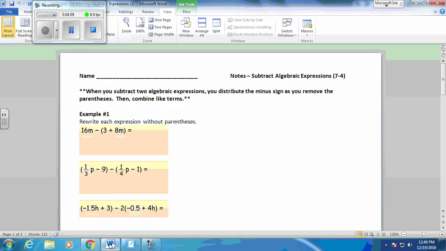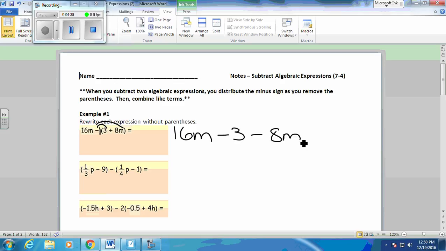So example number 1 is asking you to rewrite each expression without parentheses. So technically, you are not distributing that 16m because there is the subtraction sign. So I'm distributing a negative 1. So I'll be distributing negative 1 to each of those terms. So this becomes 16m. I don't do anything with that. The negative 1 times 3 is negative 3. And the negative 1 times positive 8m is negative 8m.